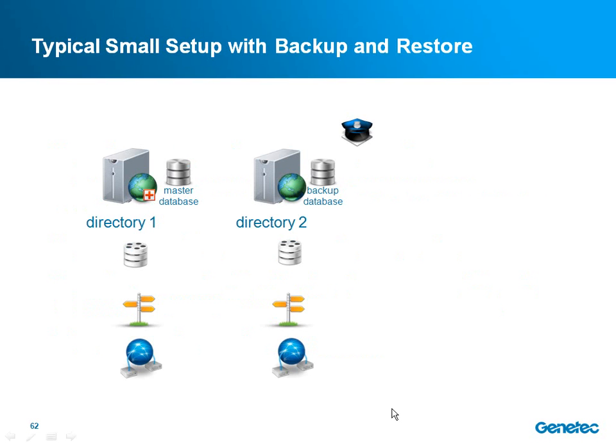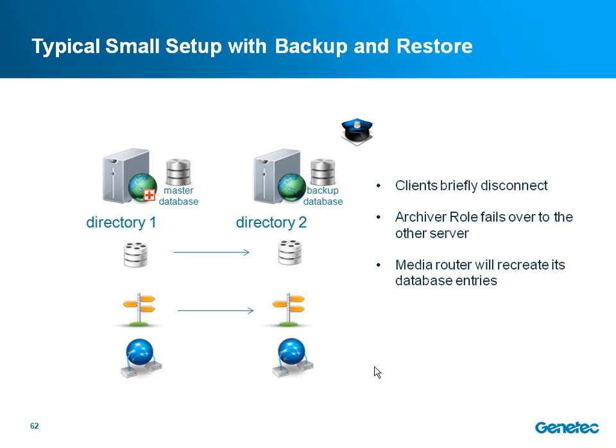So let's take a look at this in a small setup where we have our 2 servers set up using backup and restore database failover. The first server has the directory manager role, the archiver, the media router, and the access manager role running here. In a failover situation, the clients will briefly disconnect and reconnect to directory 2. And if we set up the second server as a failover server for the other roles, they will move over to run on this server as well, with the exception of the access manager, as it does not have the ability to fail over to another server.